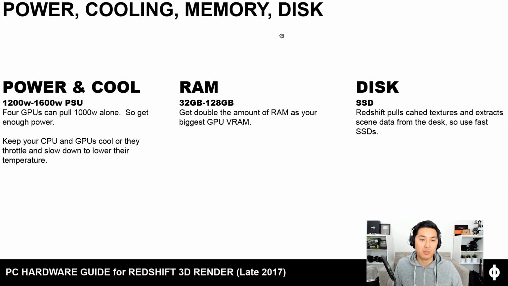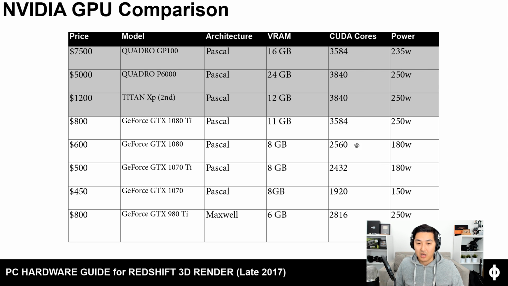Moving on to power, cooling, memory, and disk. This stuff's all pretty straightforward, but something to note is that 4 graphics cards, if that's what you're going to be putting in, like 4 1080 Ti's, for example, which is what I was planning on doing eventually, each one of those, let's go back to the slide actually, the higher end cards all pull 250 watts. So 4 of them is 1,000 watts, which is a lot of power.